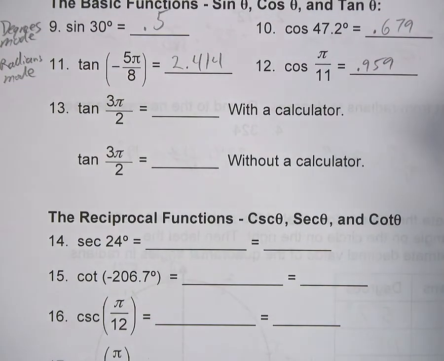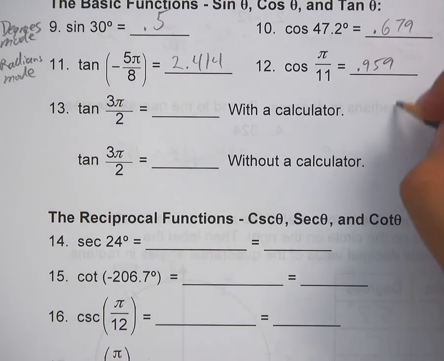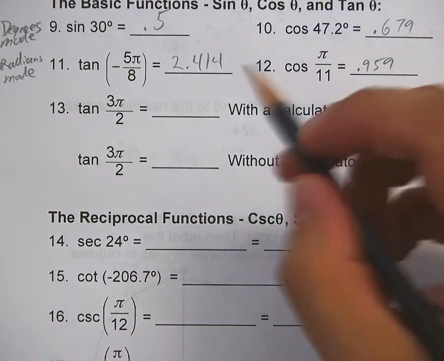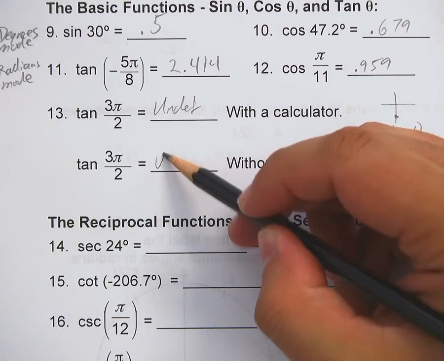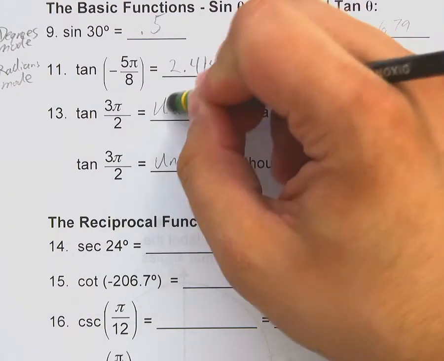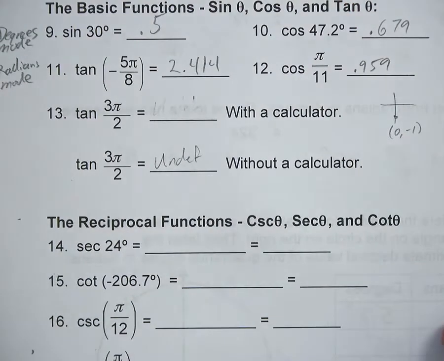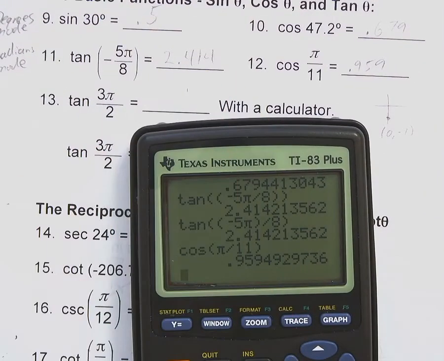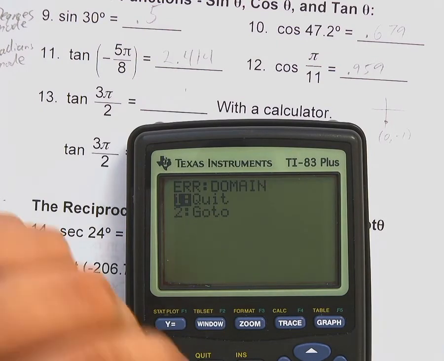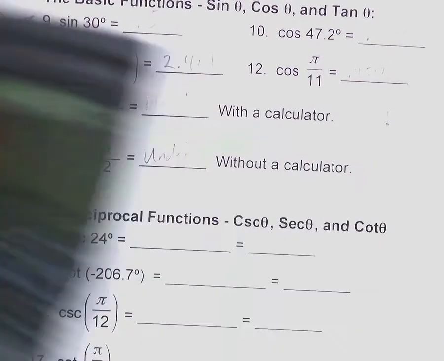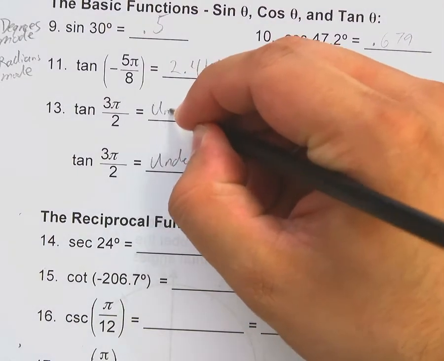Okay, so the tangent of 3 pi over 2 without a calculator: 3 pi over 2 was down here at the point 0, -1. Tangent is y over x, which is undefined. What about with a calculator? If you were to type in the tangent of 3 pi over 2, what would actually happen? Let's try it. 3 pi over 2. Domain error? What magic is this?